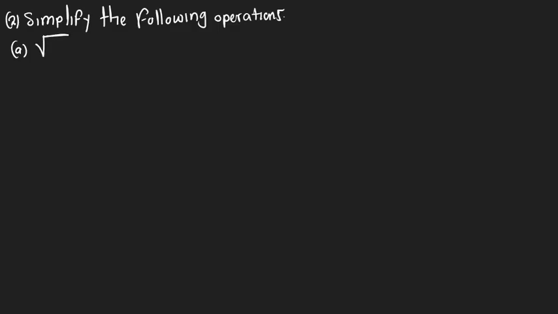2. Simplify the following operations. The first one is square root of 18 plus square root of 8. B, 5 root 3 minus 2 root 12.